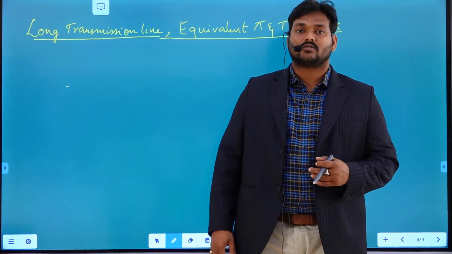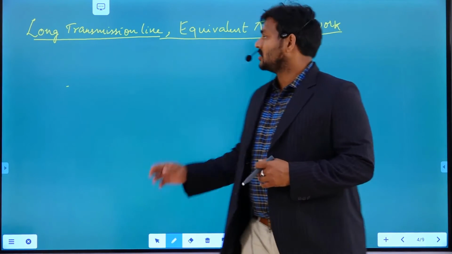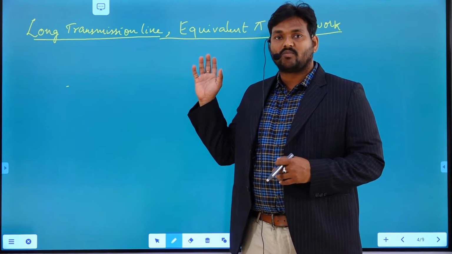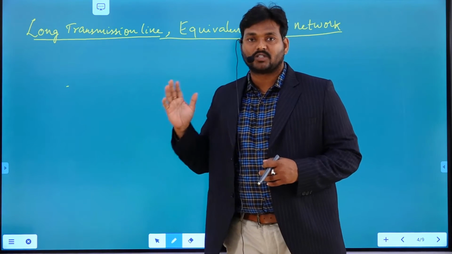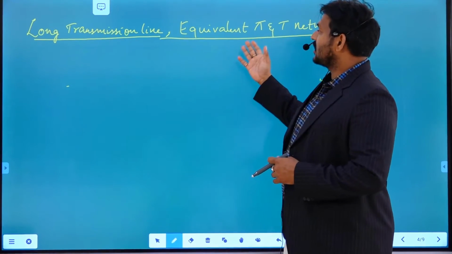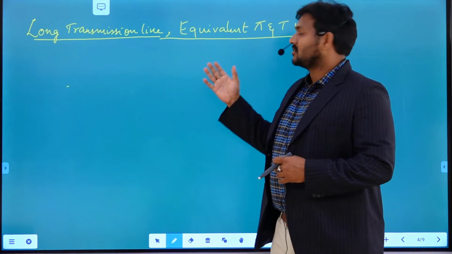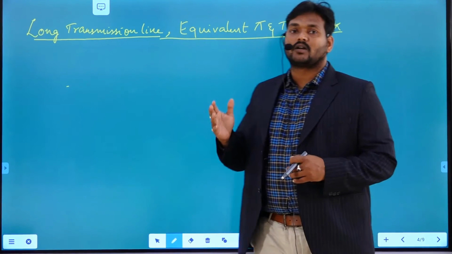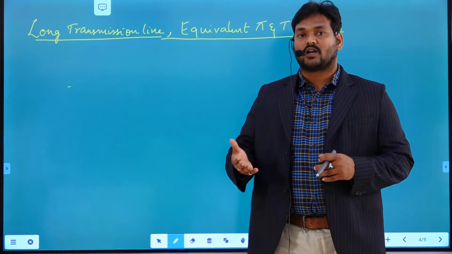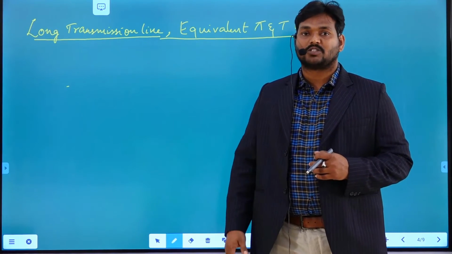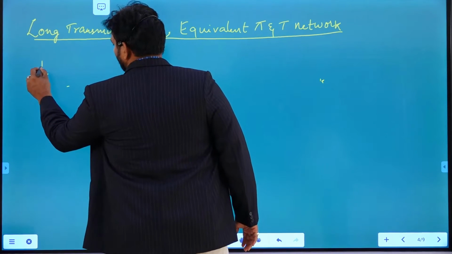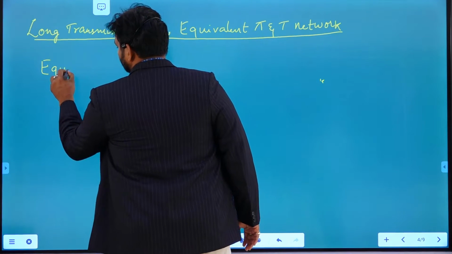In today's lecture, we are going to represent the long transmission line in their equivalent T network and equivalent pi network. So why do we need to represent in equivalent pi and equivalent T network? We do not represent the exact equivalent circuit always, but equivalent pi and equivalent T network will be helpful for analyzing the load flow studies and doing the fault analysis of the power transmission line. So first of all, let us see how to represent its equivalent pi network.